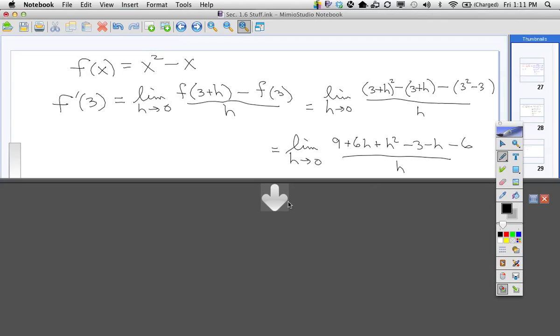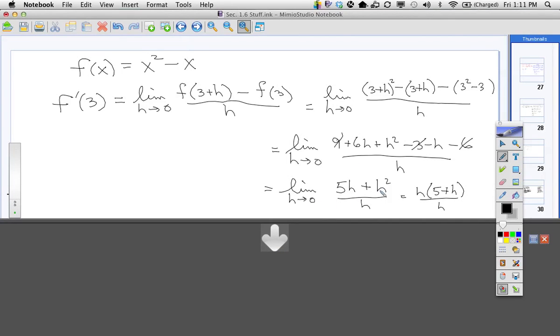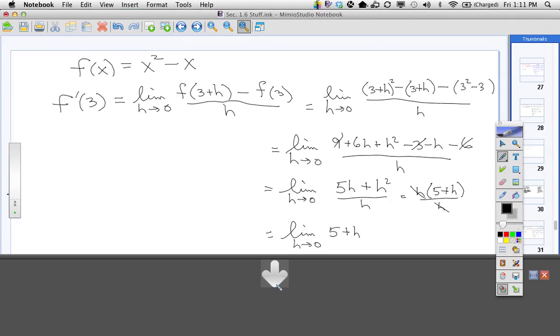So now 9 take away 3 is 6. Take away 6, those drop out. So right here, here, and here, that's gone. And we get 6h minus h instead of 6h plus h, right? So it should be 6h minus h, which is 5h plus h squared all over h. And then we factor out an h so that they will cancel. We get 5 plus h. And then right here, substitute a 0 in for h, because 5 plus h, as h gets really, really small, is essentially just 5.